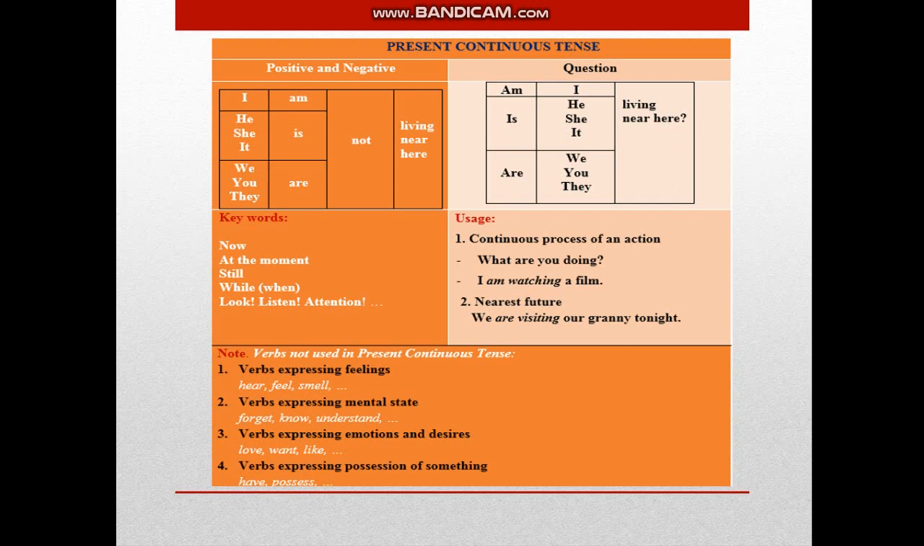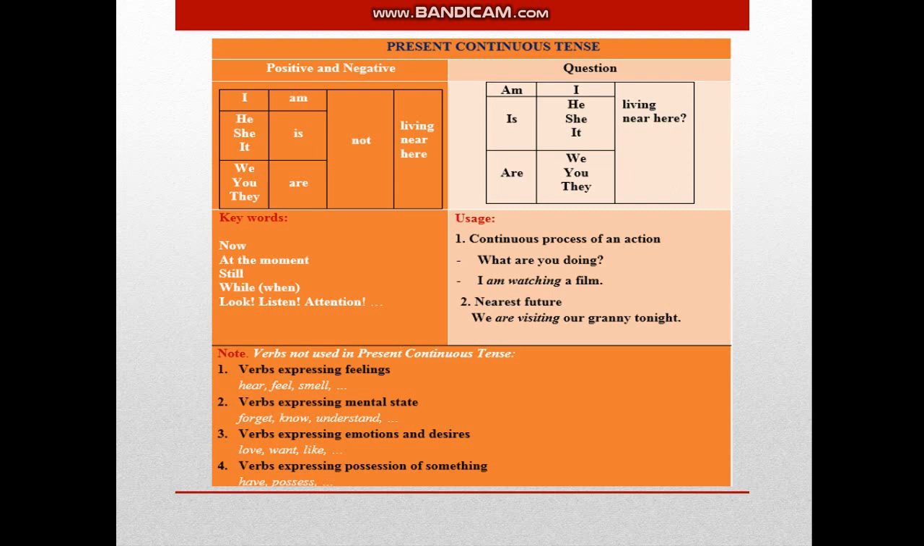To form the negative form, we just plus not after verb to be. I am not. He is not. She is not. I'm not watching TV. She's not singing. He is not sleeping. They are not coming.